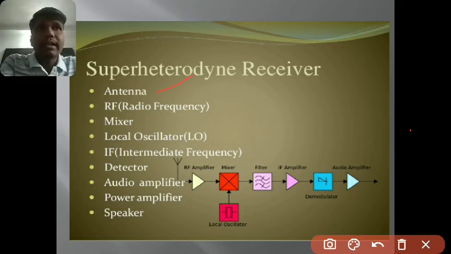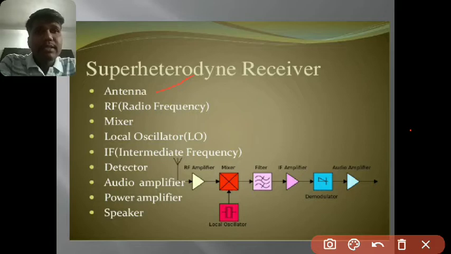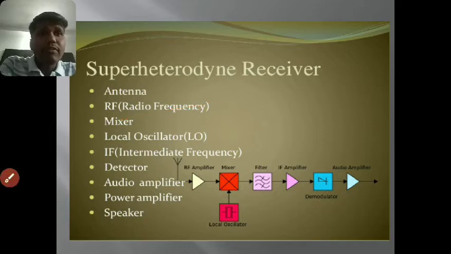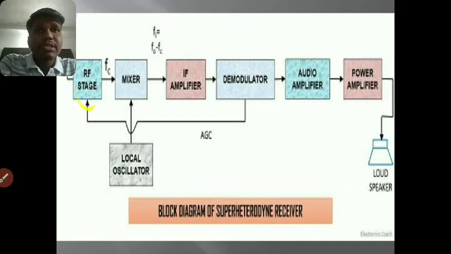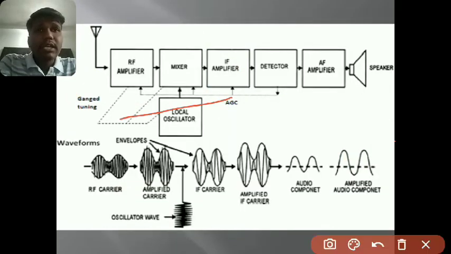Antenna. What is an antenna? It is a receiving antenna, which means the radio waves that come from the transmitter reach the receiving antenna. And the second one, RF, radio frequency, is the radio frequency amplifier. See, the second one, the RF stage, is a radio frequency amplifier.